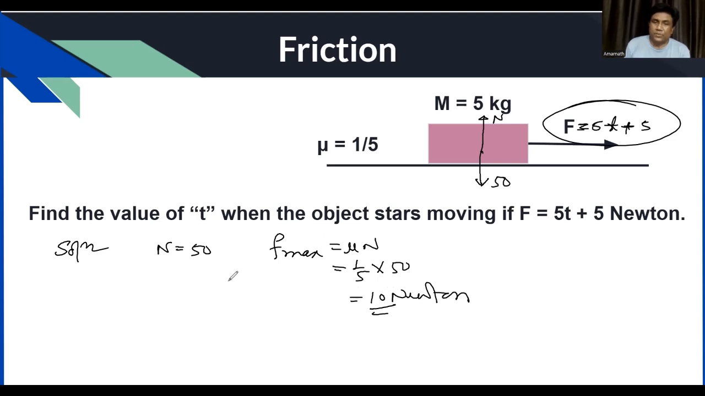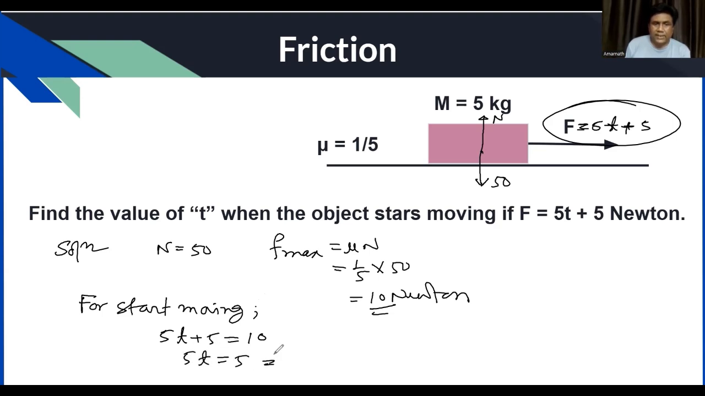So for the object to start moving, the applied force 5t plus 5 must be equal to F max. So 5t equals 10 minus 5, which is 5. Excellent. t equal to 1 second. Great. So at t equal to 1 second, the object starts moving. As it moves, it keeps on moving at 3 and 4 seconds also. Yes, sure. You are correct.